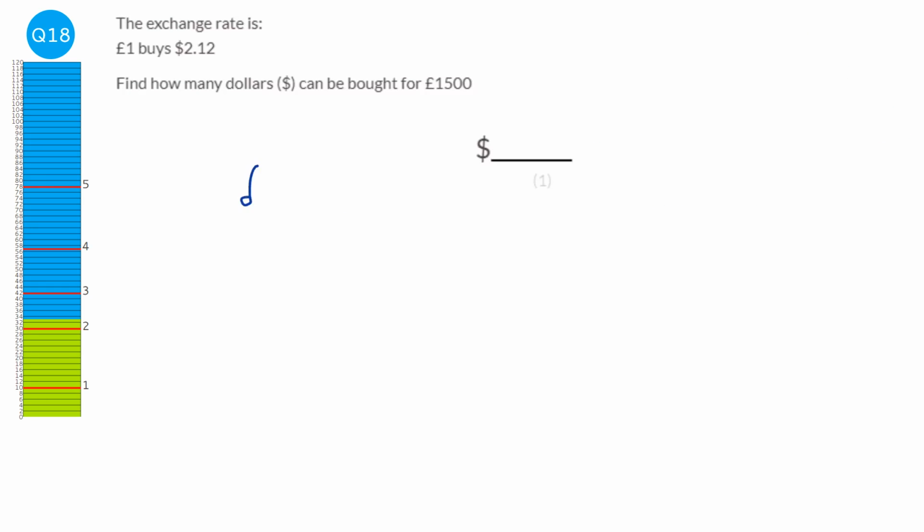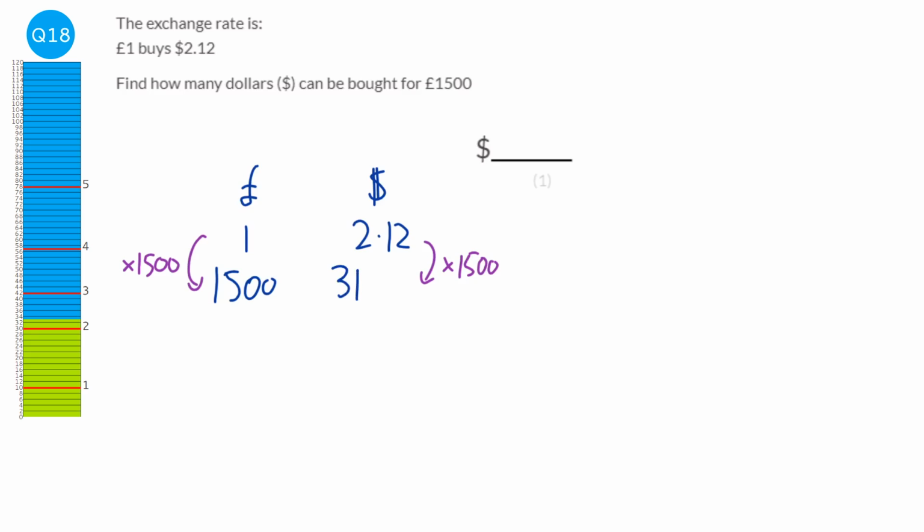In this question we've got pounds and we've got dollars, and we're told that £1 is equivalent to $2.12, and we're asked how many dollars can be bought for £1,500. So to get from 1 to 1,500 we times by 1,500, and we're just going to do the same to the other side, 1,500, and when we do that we get the answer of 3,180. So £1,500 is equivalent to $3,180.